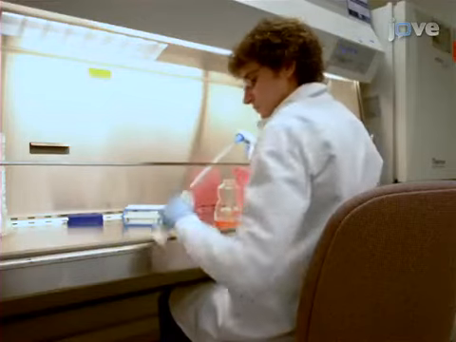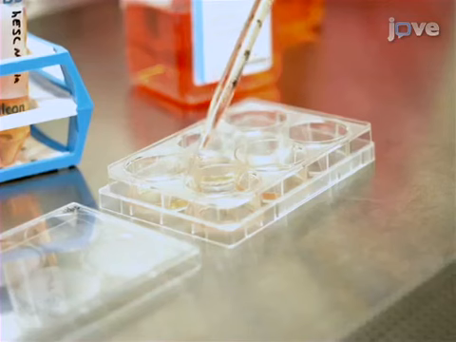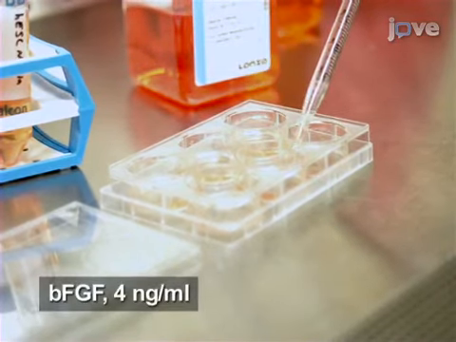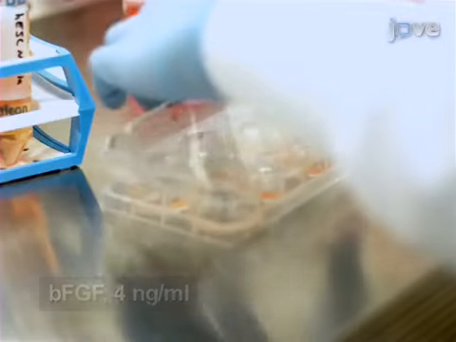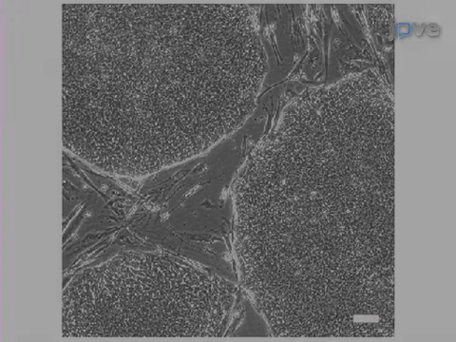To generate human pluripotent stem cell aggregates, begin by culturing human pluripotent stem cells on mouse embryonic fibroblast feeders in hESC medium supplemented with basic FGF for 5 to 7 days. The colonies will be big, but still undifferentiated.